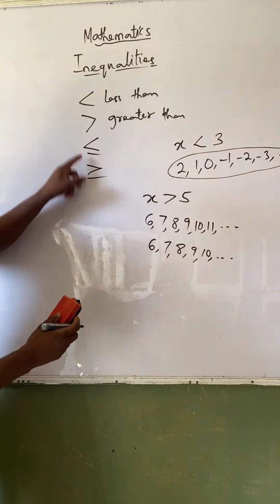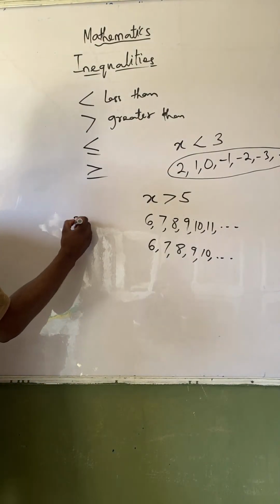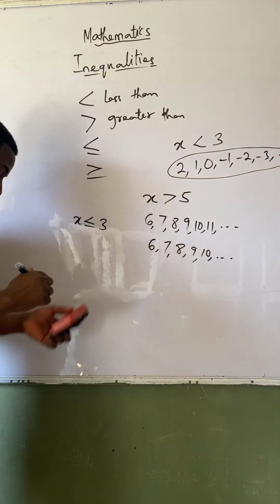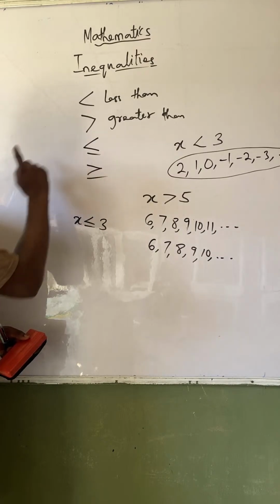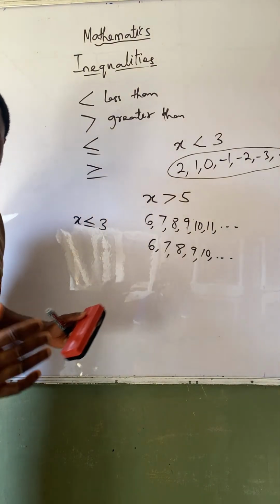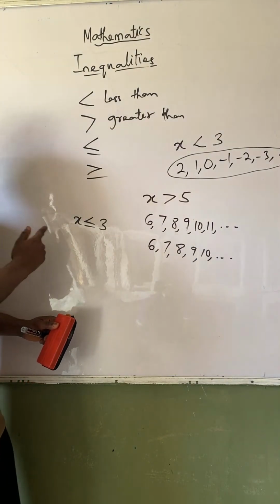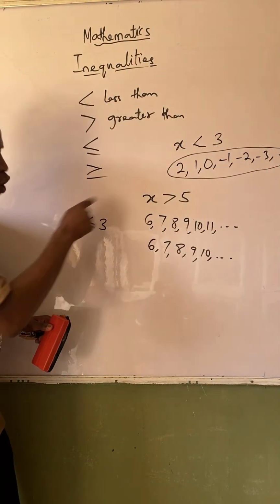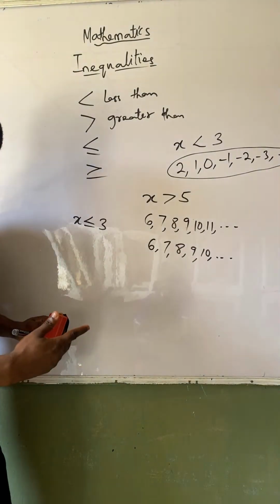Now let's come back to these two other inequalities. If I ask you that x is less than or equal to 3, now these two inequalities have two options. This one means less than, or if it's not less than, it can also be equal to this number. So x is less than or equal to 3. Equal means it's up to it. It's the same thing.